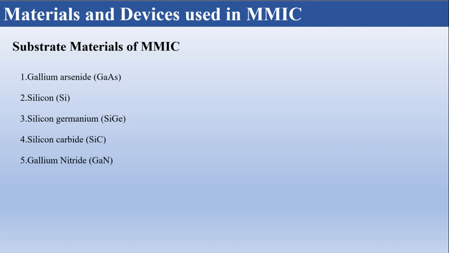And the second one is some substrate materials of MMIC. In this second section, I will introduce various substrate materials used in MMIC technology, such as silicon, gallium arsenide, silicon germanium, silicon carbide, and gallium nitride.